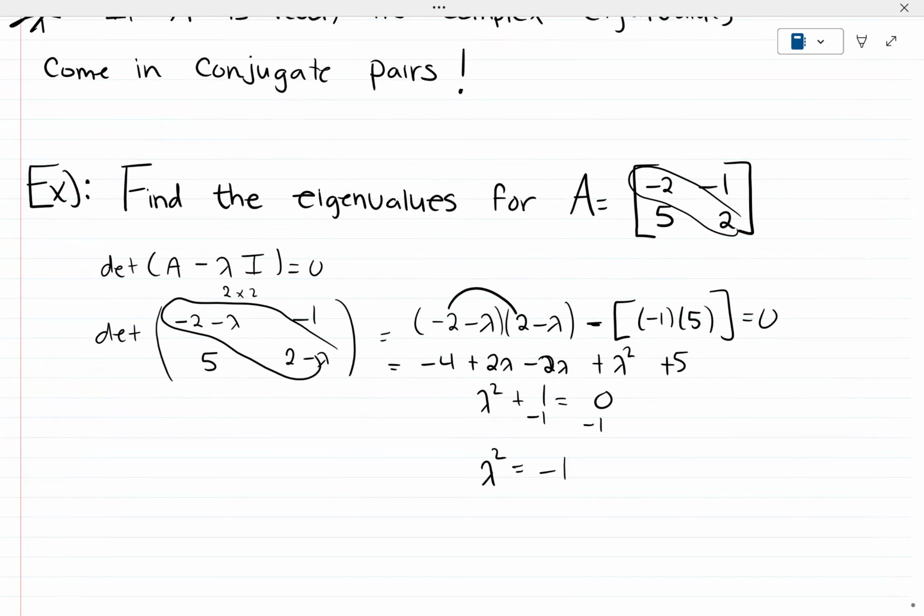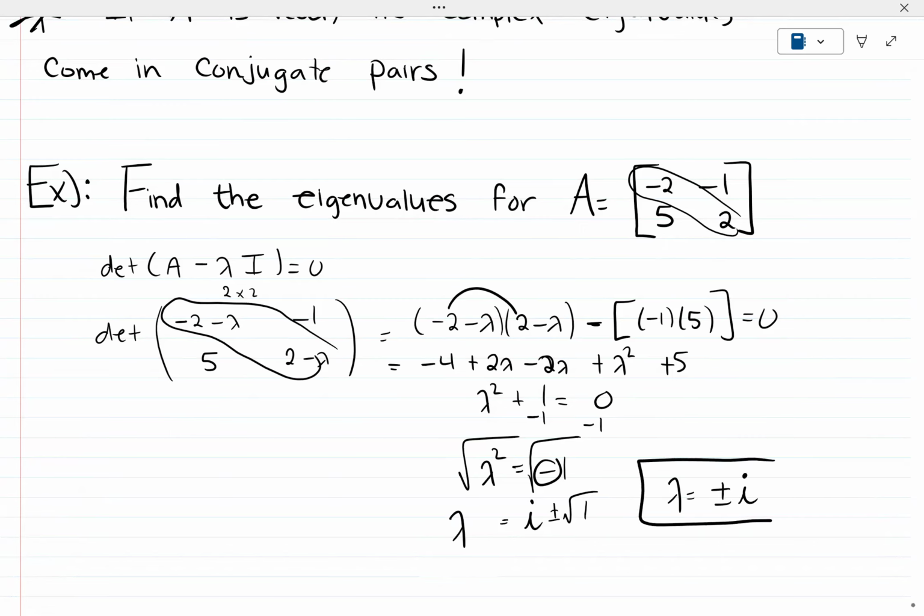And this is different from the other ones. When you solve for lambda and take the square root, what happens? You're going to get imaginary numbers. Remember, you can never have a negative in the radical, so that's going to be i, and it's really plus or minus the square root of 1, which is 1. So your lambda is going to be plus or minus i. You could say lambda equals i, or lambda equals negative i. Okay, not too bad, right?